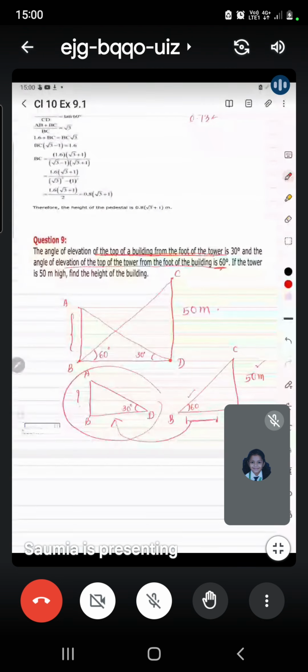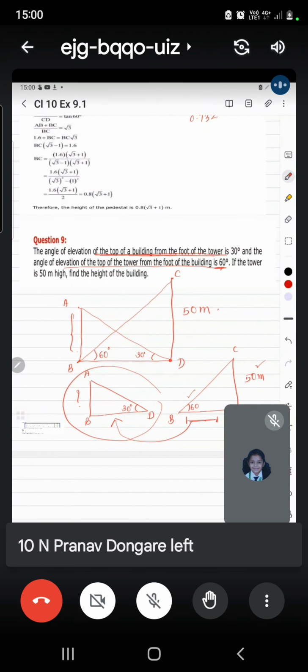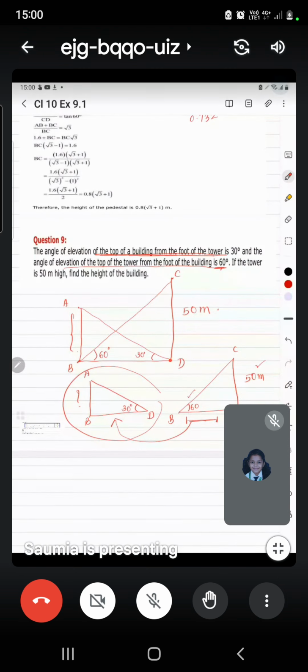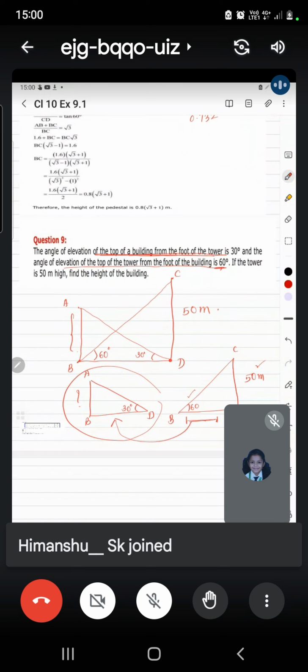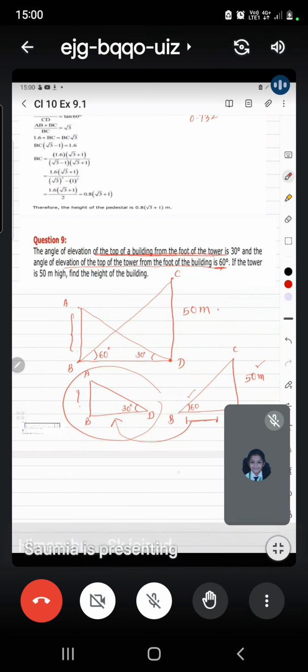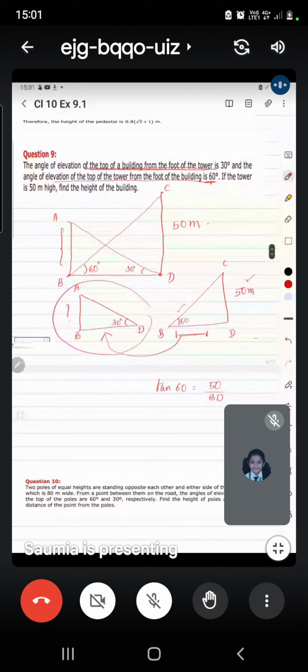Which ratio will I make use of in BCD? Yes, the tan ratio. So when I use the tan ratio, I will write tan 60 equal to 50 upon BD. And how much is tan 60? Root 3. So root 3 equals 50 upon BD, and I'll get my BD as 50 upon root 3.